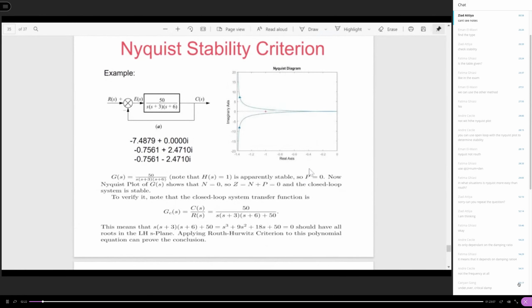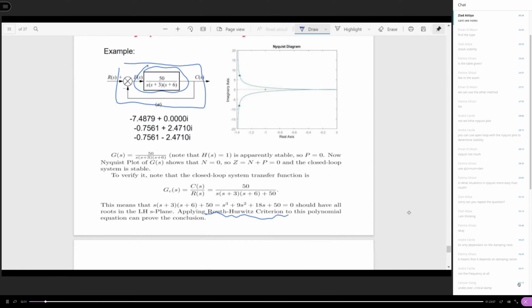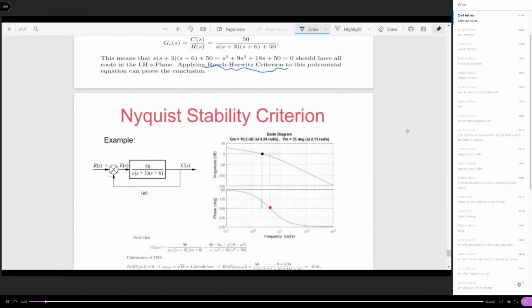In order to determine the stability of the closed loop system, you need the closed loop system's information to apply the Rose-Hurwitz criterion. But for the Nyquist stability criterion, you only need the open loop system's information and draw the plot. That's the difference between the Nyquist stability criterion and the Rose-Hurwitz stability criterion.